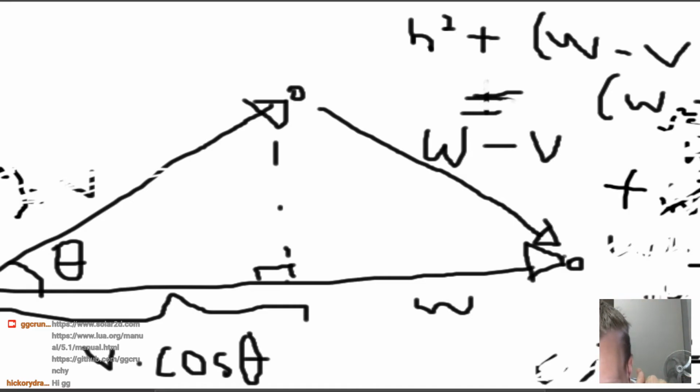Well, VW cosine theta is actually what we want. And then what am I? Oh, right.